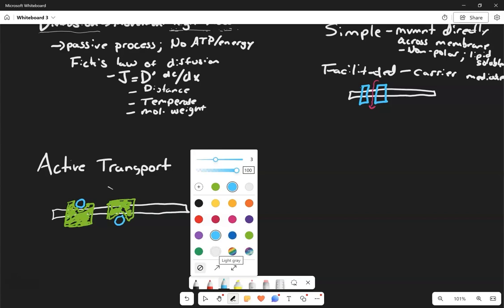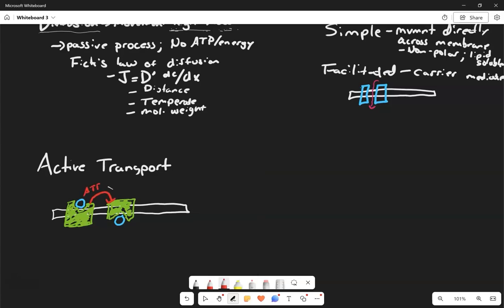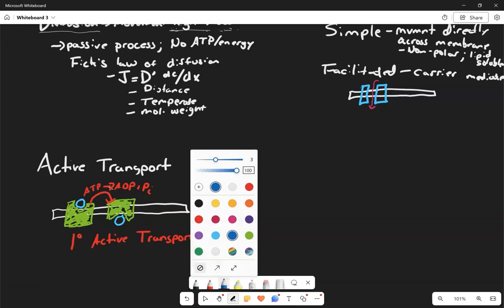But in order to go from this conformation to this conformation, it's going to require the hydrolysis of ATP into ADP and inorganic phosphate. Okay, so with that, right, this is the direct use of ATP. So this is what we refer to as primary active transport.